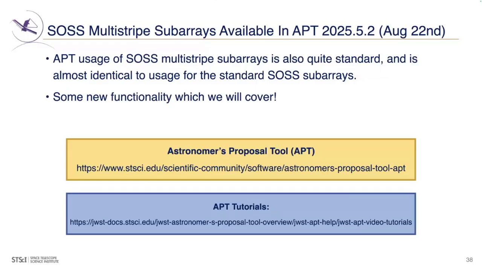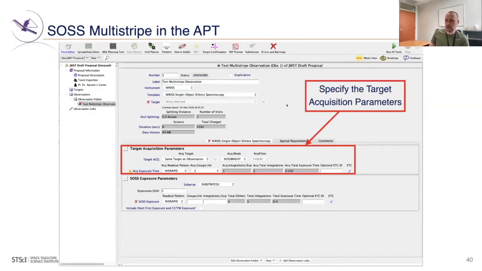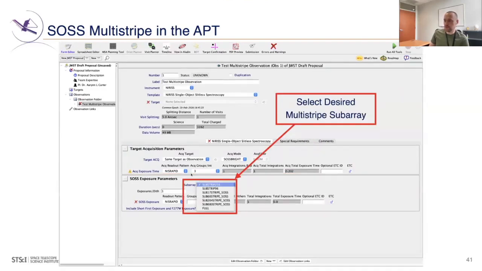And again, I don't have time to cover the general capabilities of APT, but if you do need help, here's a link to download it and another link for the tutorials. So first off, we'll start a new observation here with SOSS, as you would regularly. We're going to specify our target acquisition. You would specify a target normally as well. I've been too lazy and haven't put it in, but you will understand how it works. And then we pick our desired subarray.